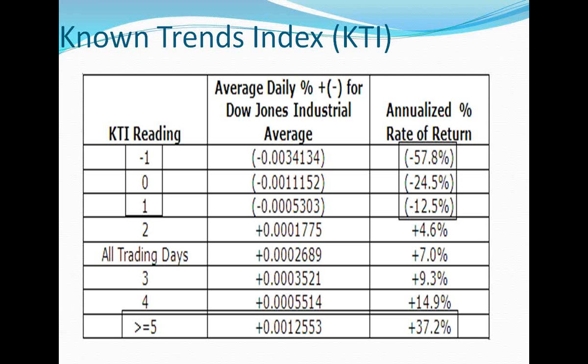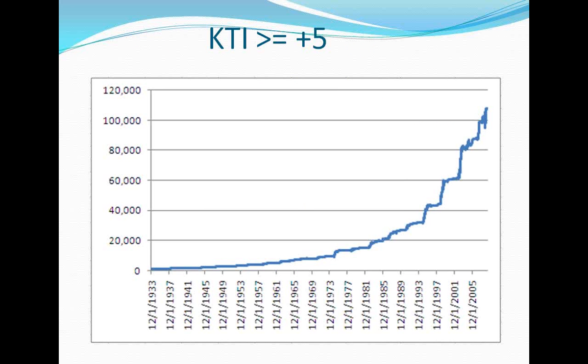Now, if you look at the bottom line on this table, you'll see that if the KTI is reading 5 or more, meaning at least 5 of the seasonal trends that I write about in the book are favorable, the Dow advances at a rate of 37% on an annualized basis. On your screen, you see a chart. If you had started with $1,000 in 1933 and only invested in the Dow when the KTI was +5 or more, your equity curve would resemble what's on the screen right now. Clearly, this type of gently upsloping equity curve is what most investors are looking for.